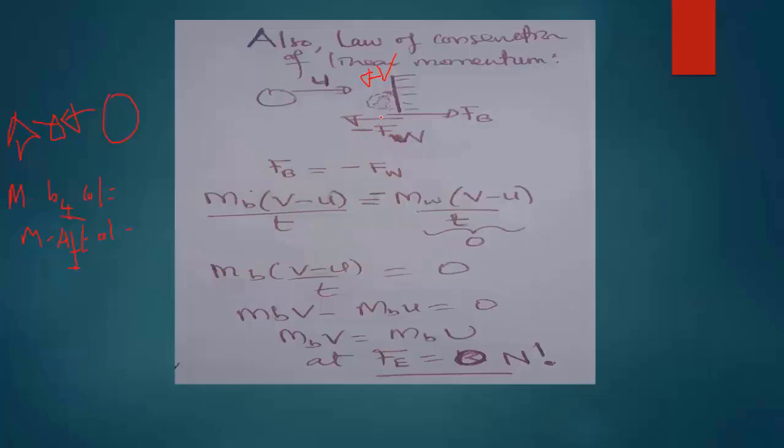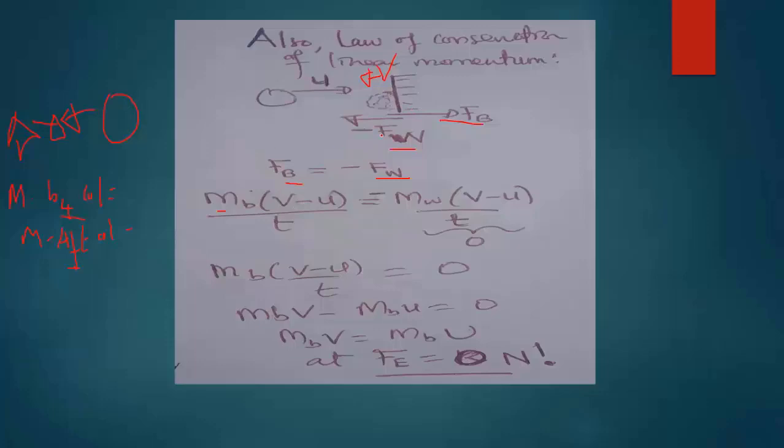We remember according to the third law, when they collide there will be action and reaction. So this ball will exert an action FB, the force due to the ball, and the wall will exert an opposite equal reaction, which is FW, the force of the wall. So if FB is equal to negative FW, therefore according to the second law, these forces are changes in momentum. For the ball it is like this, and for the wall it is like this.